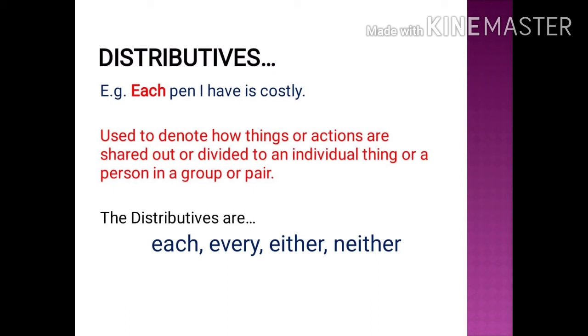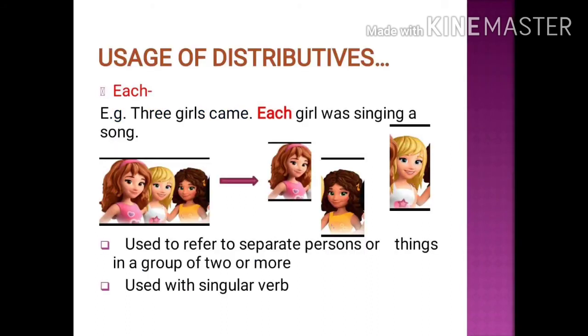So we're going to learn these four distributives in detail, children. Each, every, either, neither. Let's start, children. The first distributive we're going to learn is each. Look at the example given here, children. Three girls came. Each girl was singing a song.